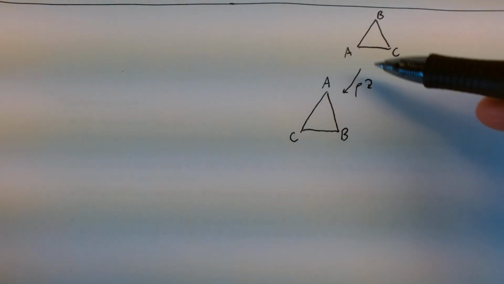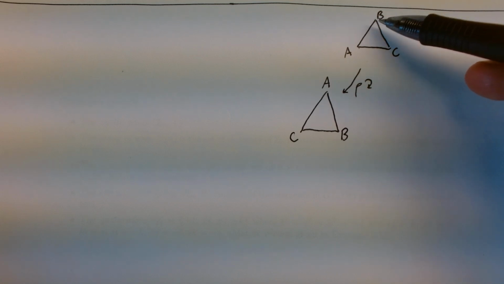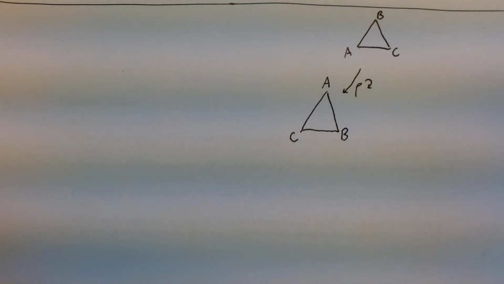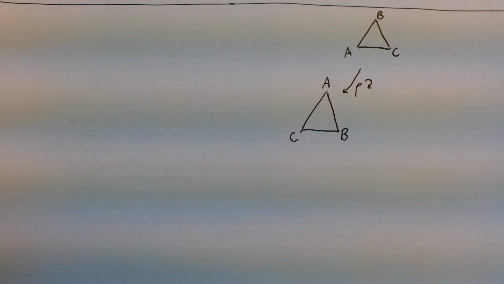Now, let's think about how many possibilities there are. Well, you have 3 options, A, B, or C, that could go there, and then you have 2 options here, and then finally the last one would be forced. So it's 3 factorial, or 6 options. So I should have 6 different orientations of the triangle that I should end up with.